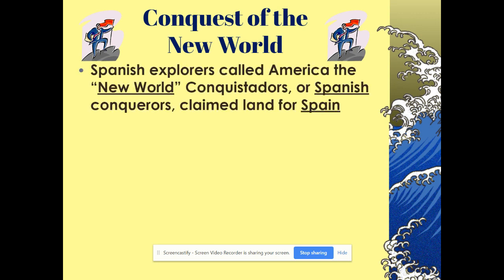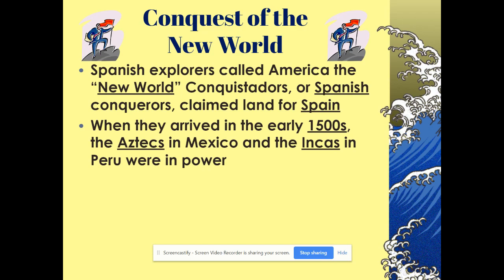Conquest of the New World. Spanish explorers called America the New World. Conquistadors means conquerors in Spanish, and they're going to claim land for Spain. So Spain is now in the race. Portugal was the leader originally with their education and their navigational tools, but now Spain's going to get in the race. And they're going to go for more conquering than necessarily making better routes.